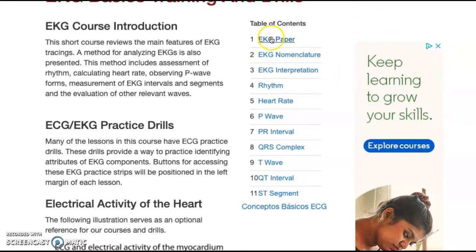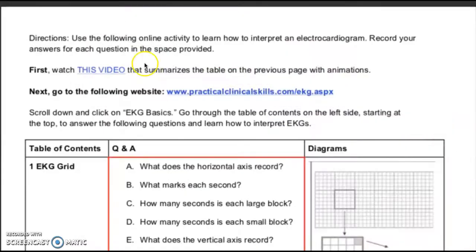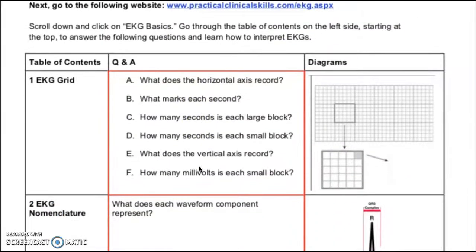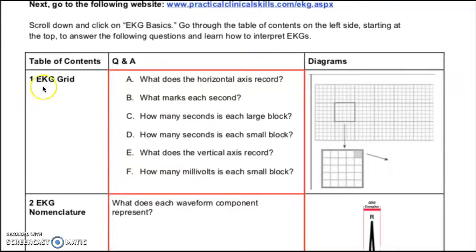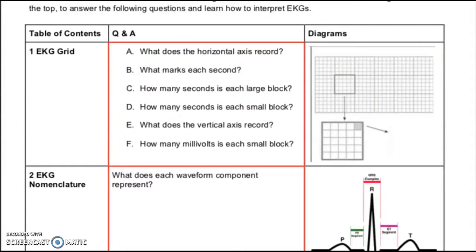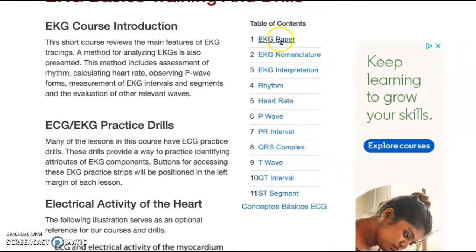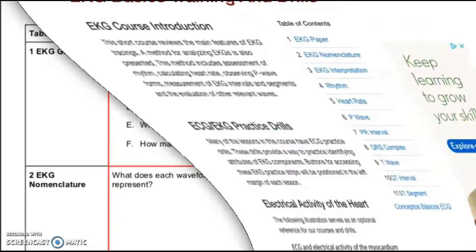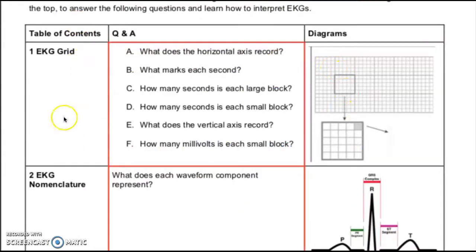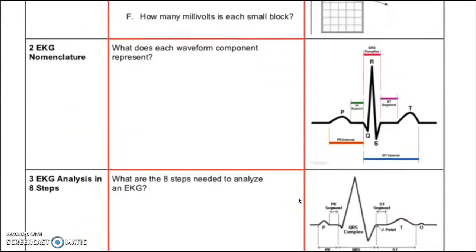So you'll click on each one, and then each tab corresponds with one of these rows here. So if we're back here, click on EKG paper. That will help you right here. And then the next one will help you with the next one, and so on and so forth.